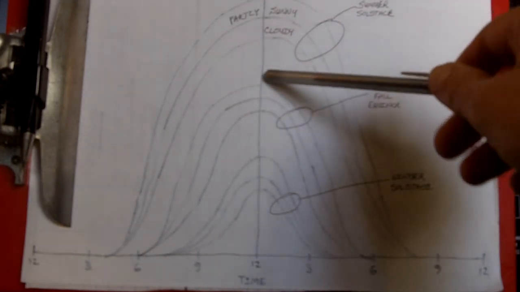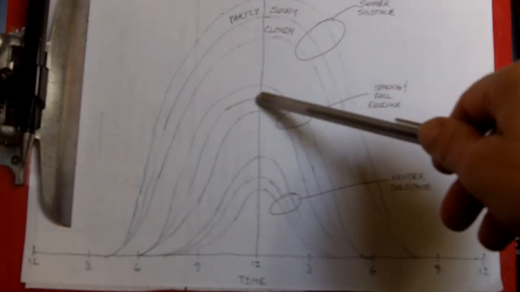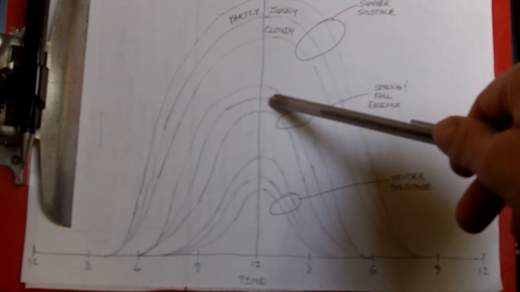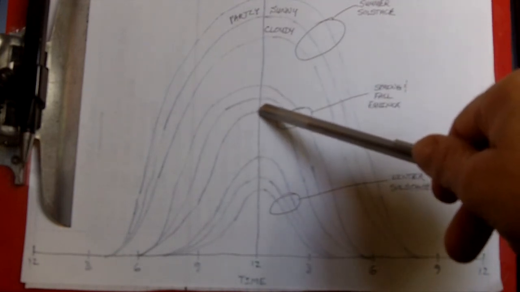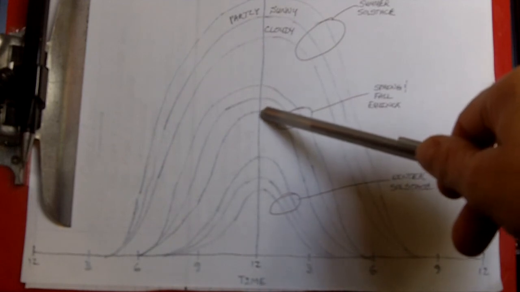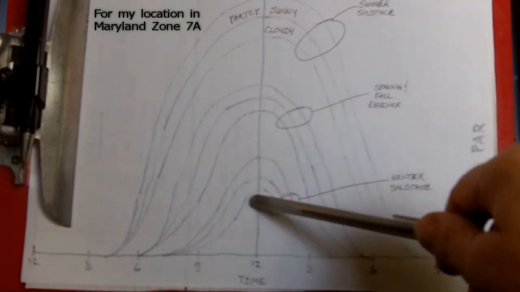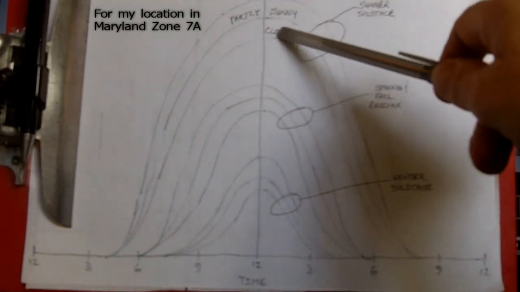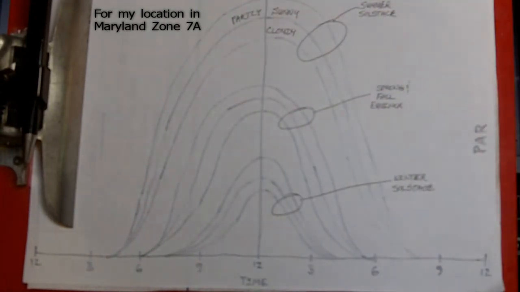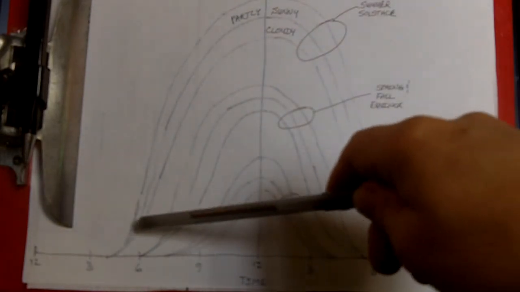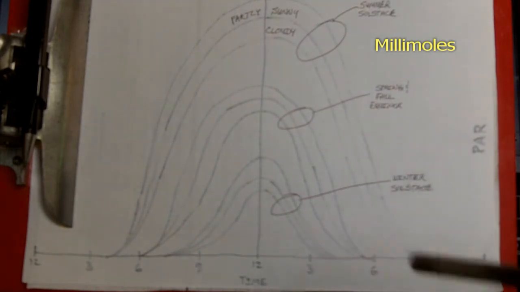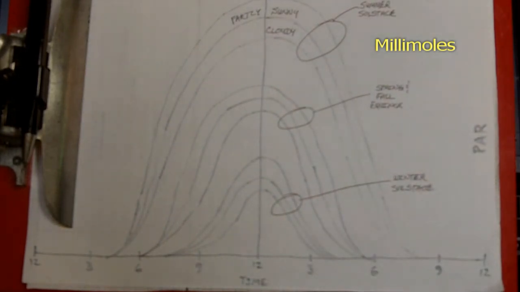The top line represents a sunny day. The second line represents a partly cloudy, partly sunny day. And the bottom line represents a cloudy day. If you look down here at these 3 lines, this would be your winter solstice, and these upper 3 lines would be your summer solstice. And the area under the curve represents the total amount of light that a plant sees during a given day.